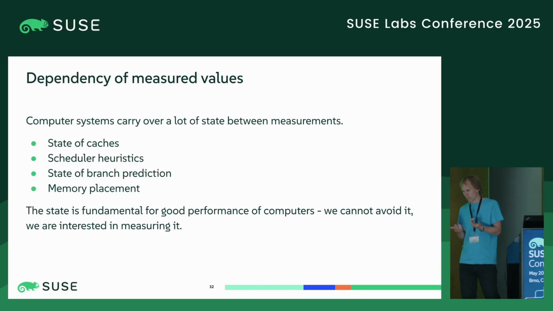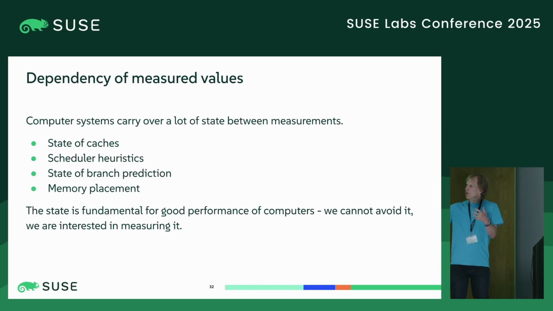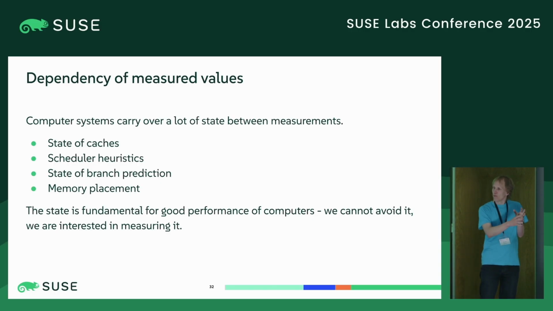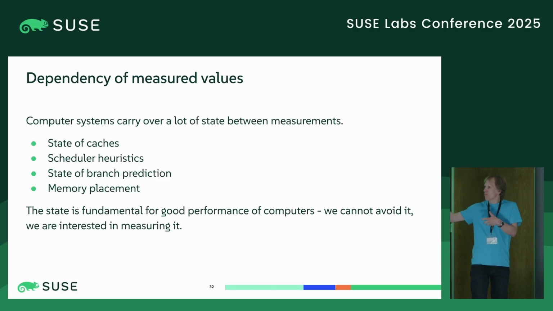Moreover, this carryover of state is actually fundamental for good performance of computers. The reason why caching works is exactly because it carries over the state. It remembers that you have used this in the past, and it keeps it in a cache so that it's faster next time to use it. So you don't want to get rid of this dependence because this is what's making computers fast, and you rather want to measure how good you are at this carrying over of the state. But that makes it basically impossible to really get statistically independent samples.